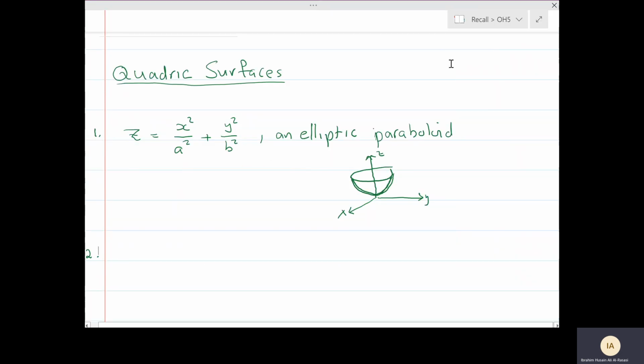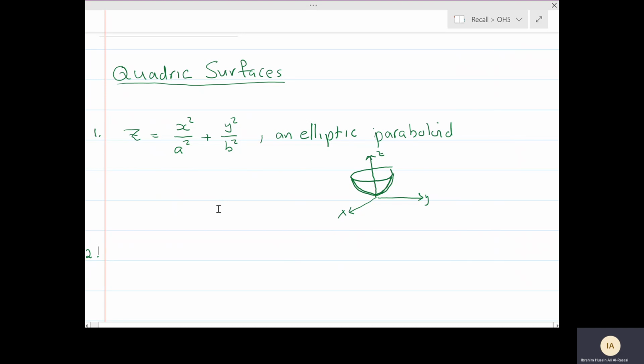Okay, so in the last class we did the first graph, which is an elliptic paraboloid, and the equation is z equals x squared over a squared plus y squared over b squared, and this is the general graph. I did this in detail using the trace method, and this is what we get.